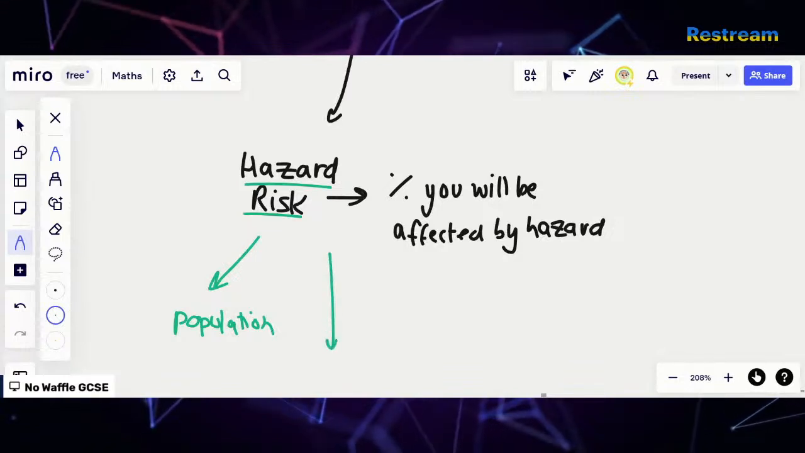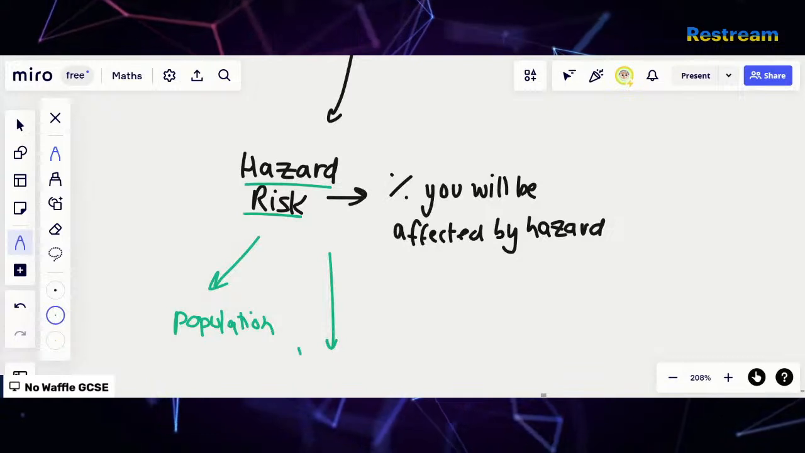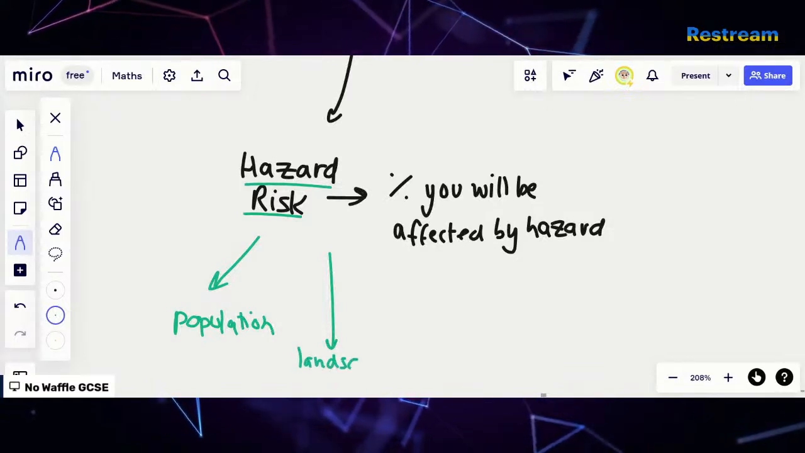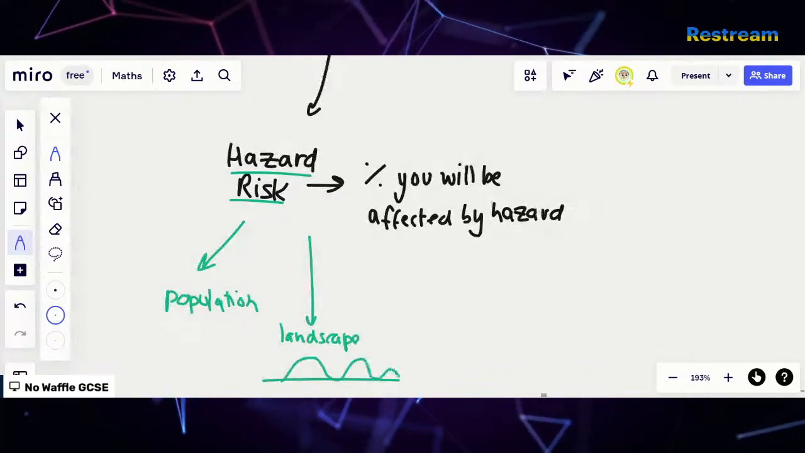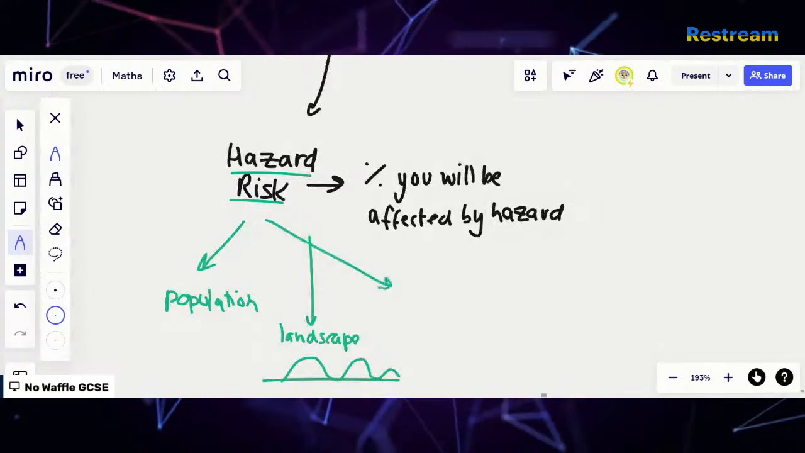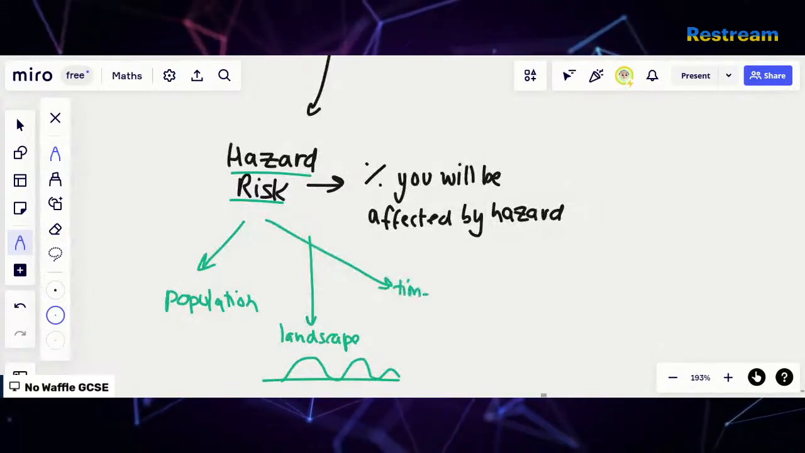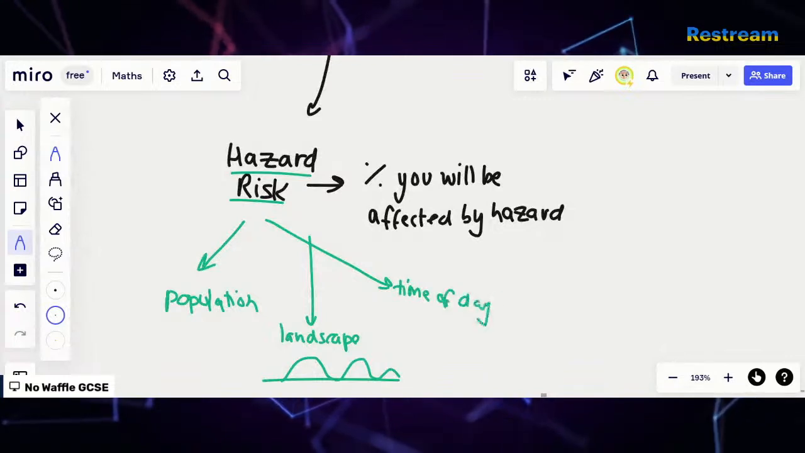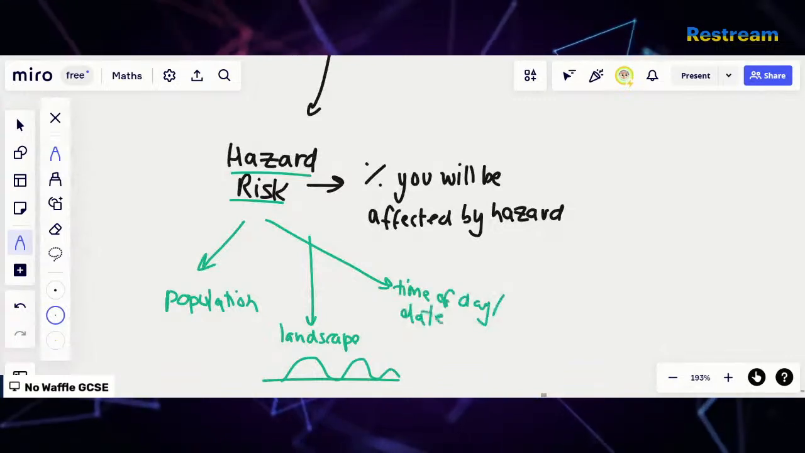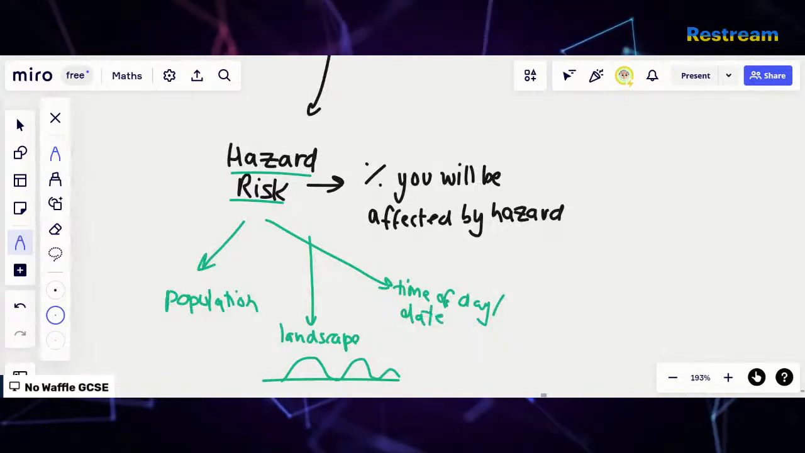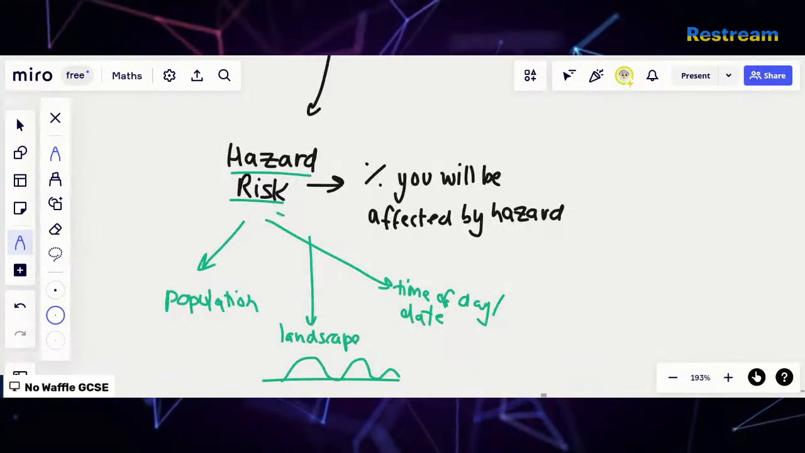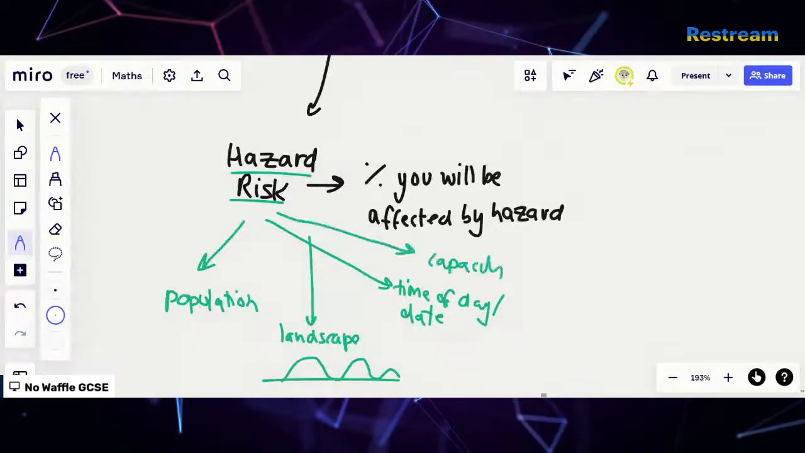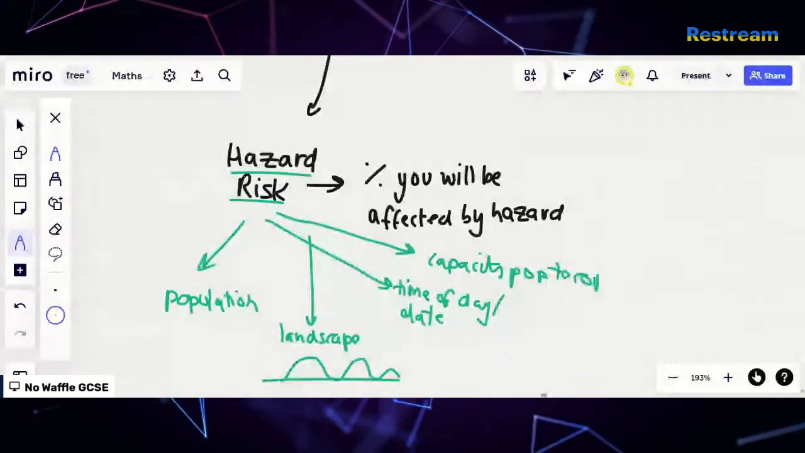The landscape as well. So is it a floodplain landscape where it's just flat, or is it hilly, a mountainous area? Because that will affect how badly they're affected. Also the time of day, the date that it happens, the capacity that a population have to cope. You could also say the economic status of a country.